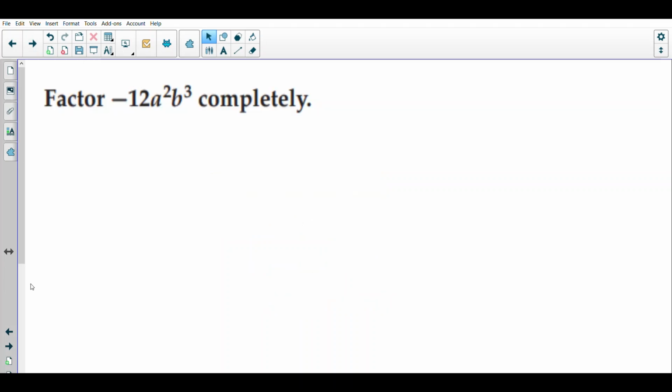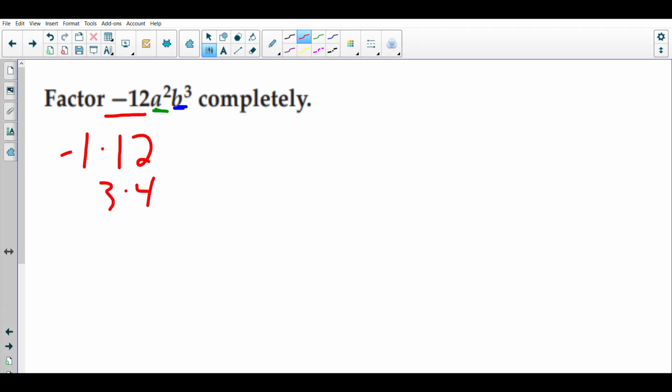Factor negative 12a squared b cubed completely. So let's break up each part of this individually. So I'm going to look at negative 12, a, and then the b. We're going to look at all of these separately. For negative 12, we could break it into negative 1 times 12, and then 12 into 3 times 4, and then 4 could be rewritten as 2 times 2. So we have negative 1 times 3 times 2 times 2.